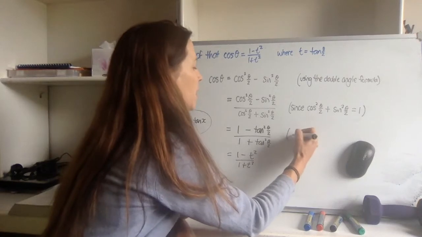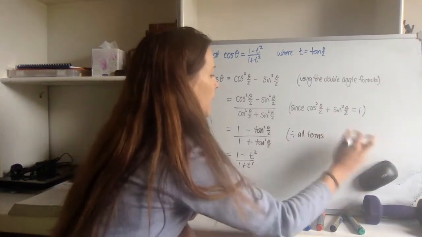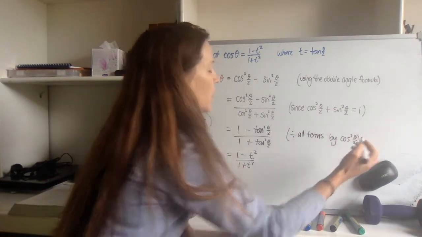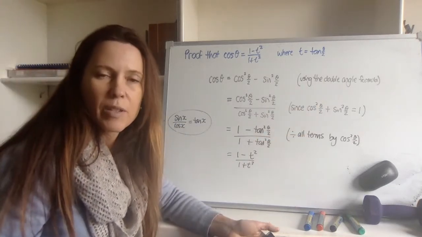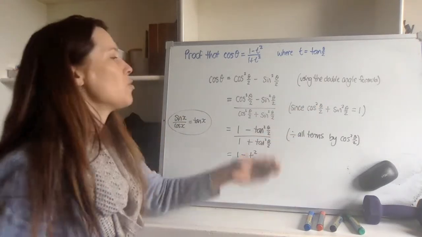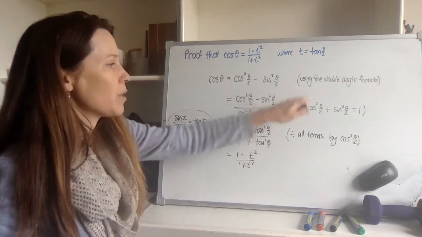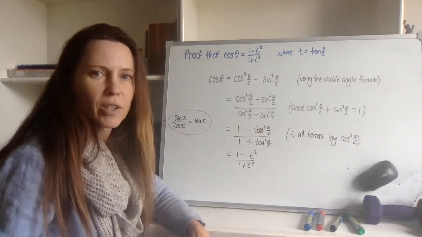And what I would put here is dividing all terms by cos squared theta on 2. Now, in a proof, do you need to write these things here? Well, it's not a bad idea because it basically gives you direction of how you knew how to do each step there. So I would write it down now because it reminds you how to do the proof, but later on it'll also just give you that direction.